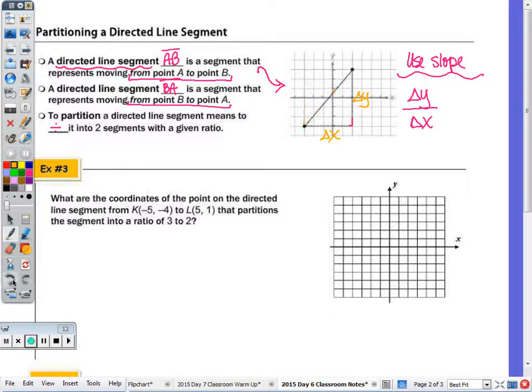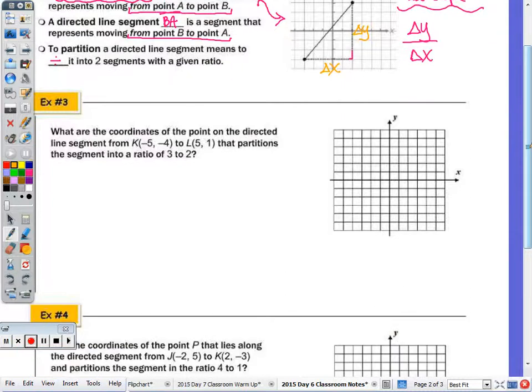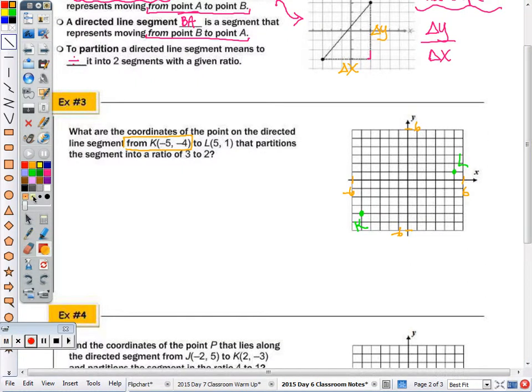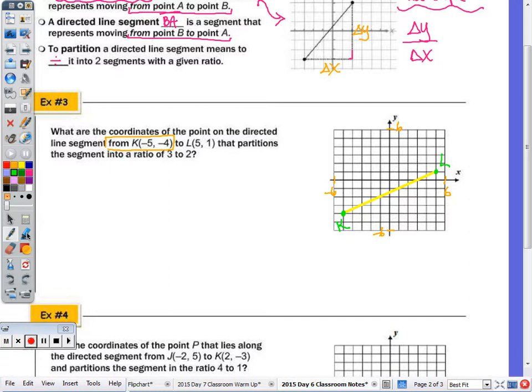So in number 3, let's first start by plotting our points. What are the coordinates of the point on the directed line segment? So from K, that's our starting point, to L, that partitions in the ratio 3 to 2. Well, given a grid that has an axis label, you should add your scale. So I'm going to plot these two points and then connect them with a segment. So there's the segment, KL.